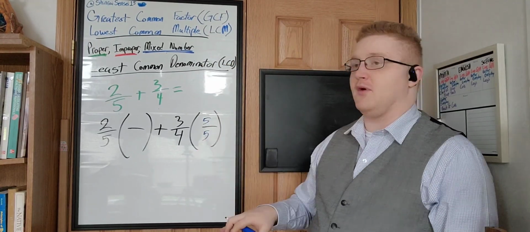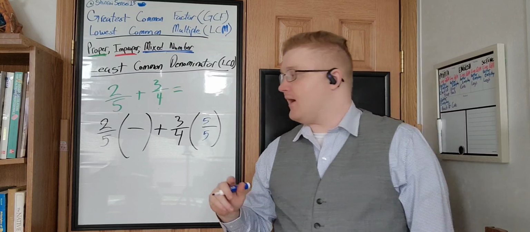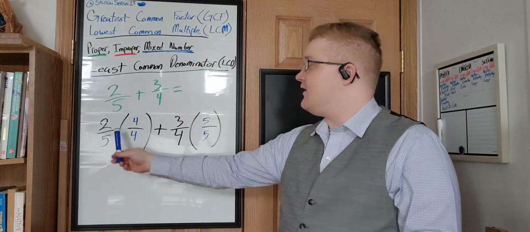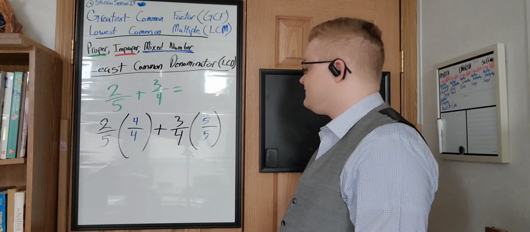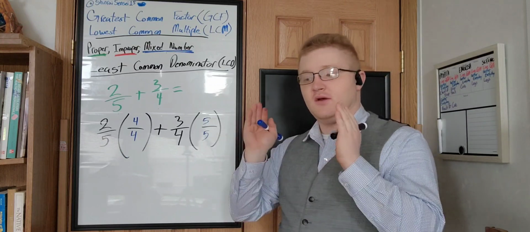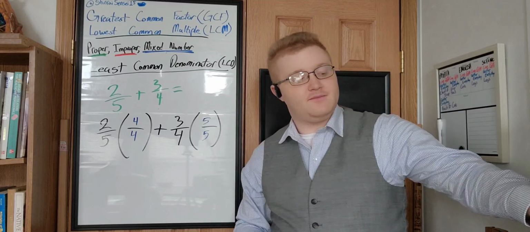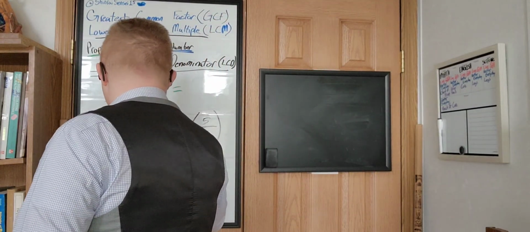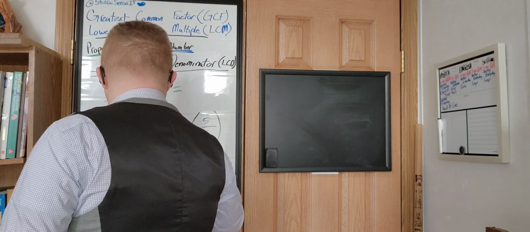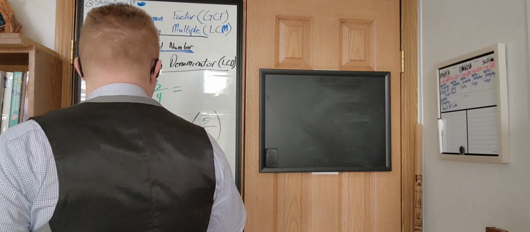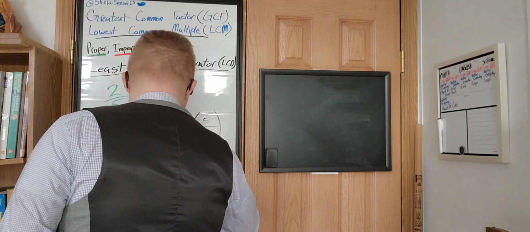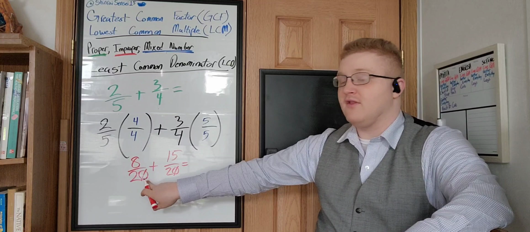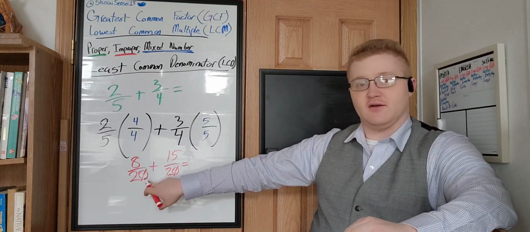And 5/5 is a form of 1 because the 5s divide into each other once, right? And in this case, it is 4/4. You have to multiply the numerator and the denominator by the same number so that the value stays the same. Okay? Now that we have done that, 2/5 becomes 8/20, and 3/4 becomes 15/20. And now we can add the two together. And adding the two together, remember, the denominator isn't changing, only the numerator.